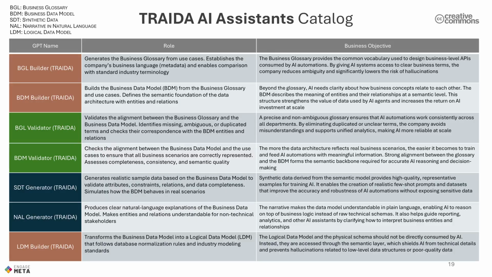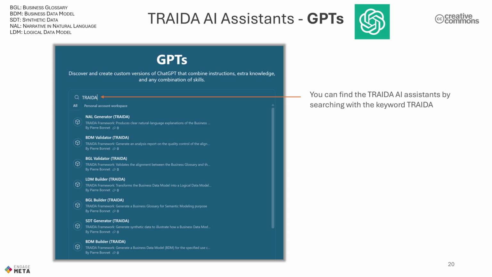These assistants establish a shared business language for AI. This consistency is essential to avoid hallucinations and misinterpretation. TRAIDA assistants are available as specialized GPTs. They can also be reused manually through shared instruction files.